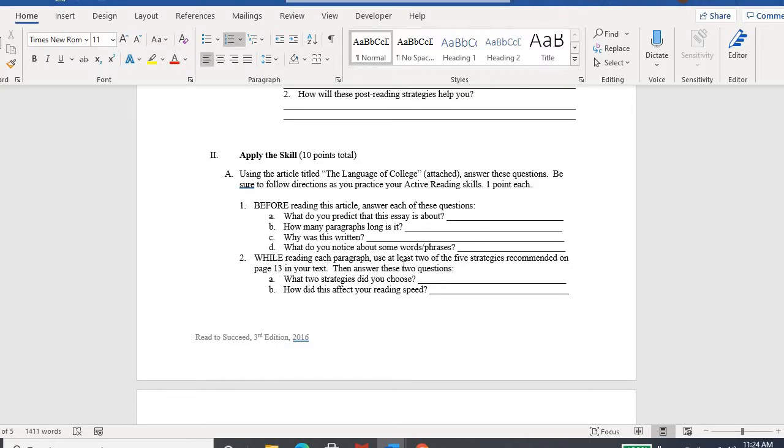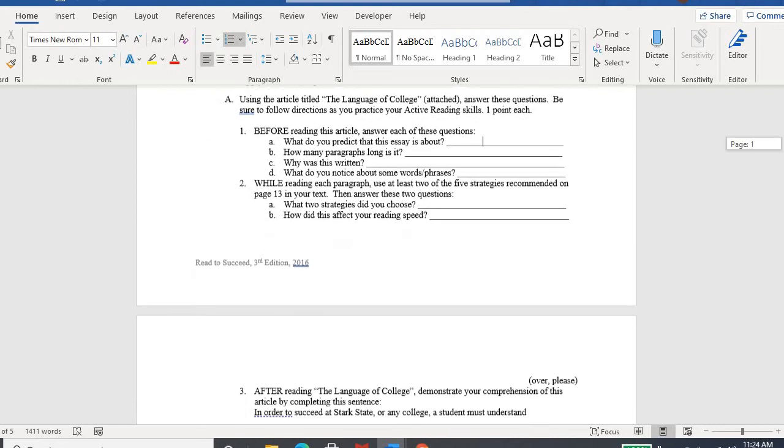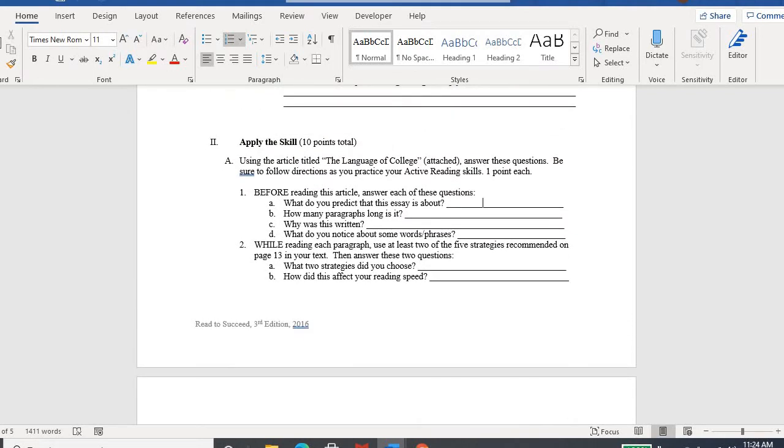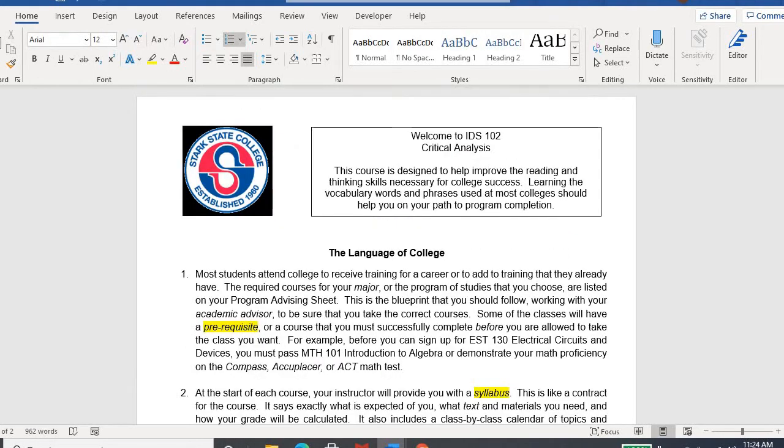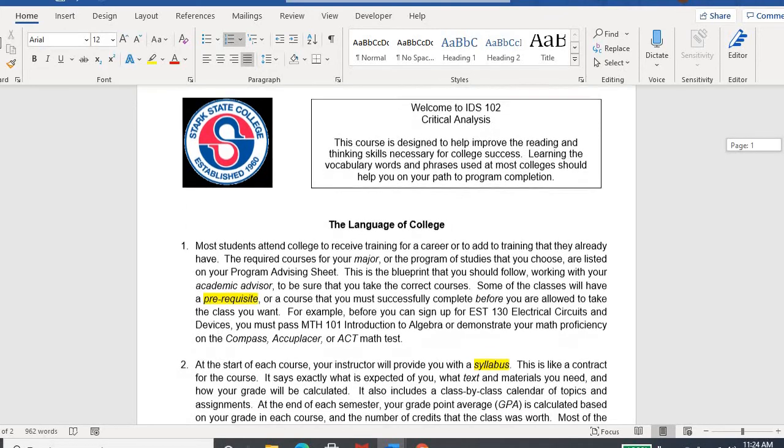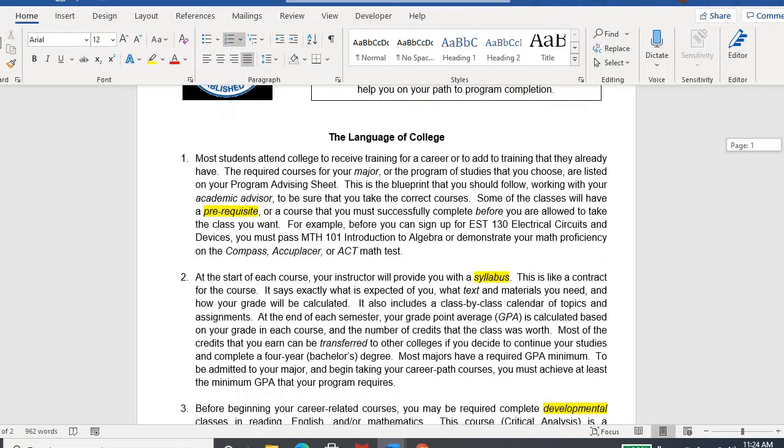So those are the strategies this question is referring to. While reading each paragraph, use at least two of the five strategies recommended on page 13, then answer these questions. What strategies did you choose? How did this affect your reading speed? Again, I encourage you to pause the video and do a reading of the Language of College.